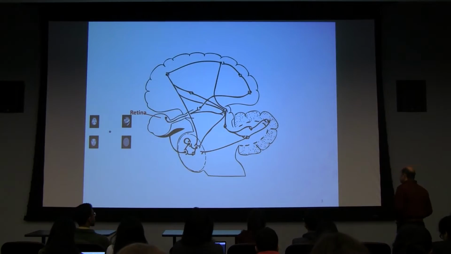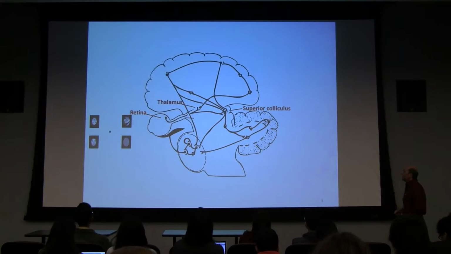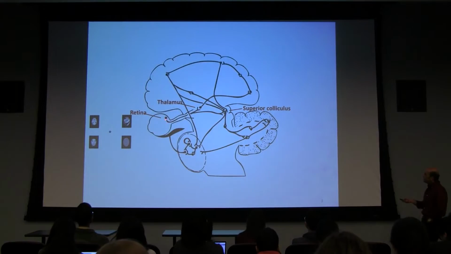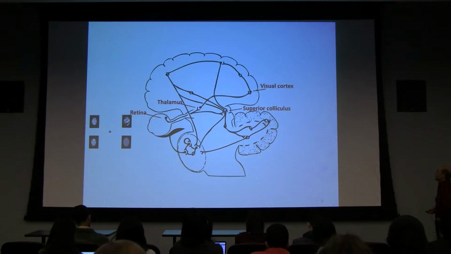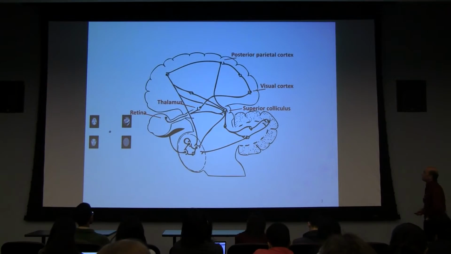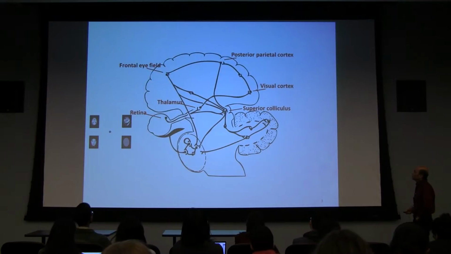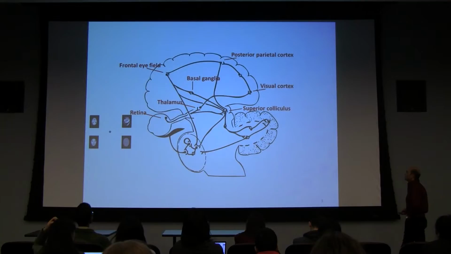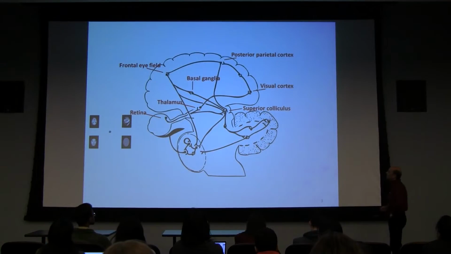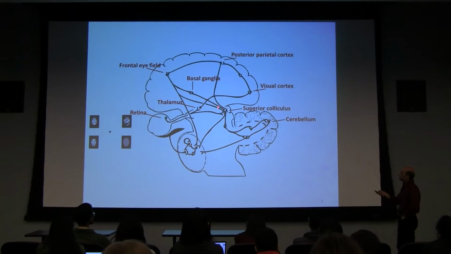So your retina gets this image. That image is sent via a direct pathway to the thalamus, as well as a structure in the brainstem called the superior colliculus. And then from the thalamus, it goes to the visual cortex, the posterior parietal cortex, the frontal eye field, and we also have a structure in the middle of the brain called the basal ganglia, all of which is going to converge onto the superior colliculus.